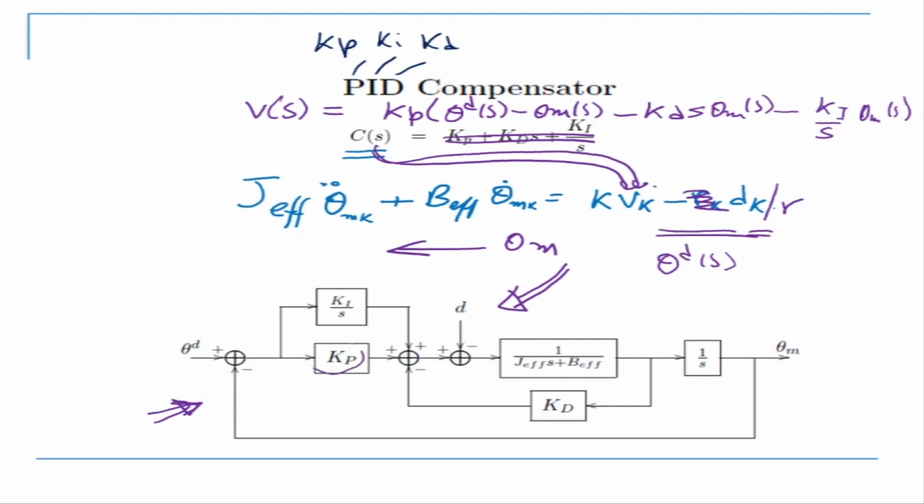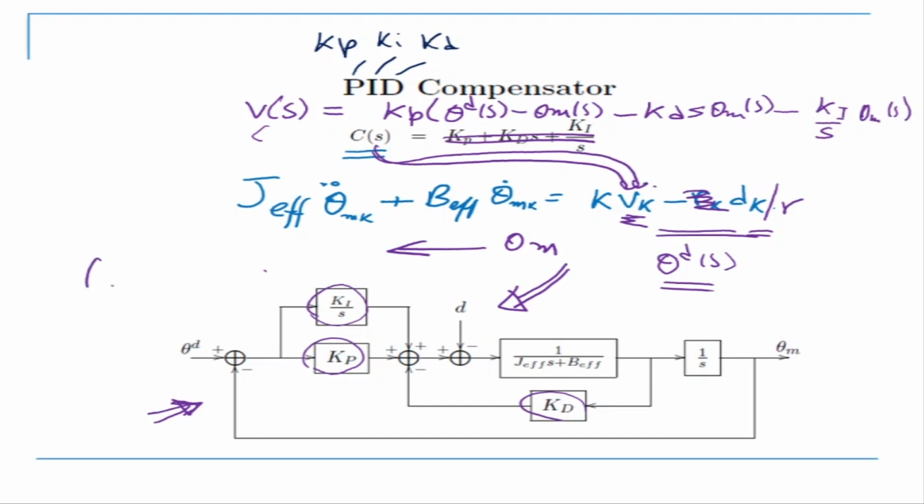Kp is here, Kd is here. We are adding a Ki by s. Okay. The procedure is exactly the same. Take Vs, put it inside here. Take theta ms on the left hand side, all the terms having theta ms. Okay, and so on the right side you'll be left with theta ds and dk, which is the dynamic torque.